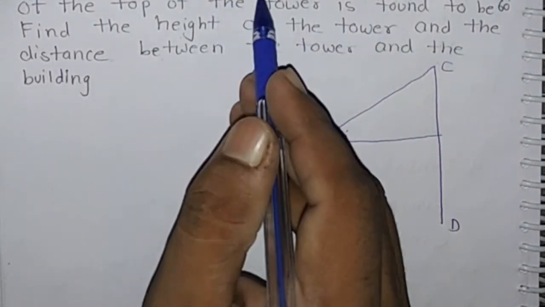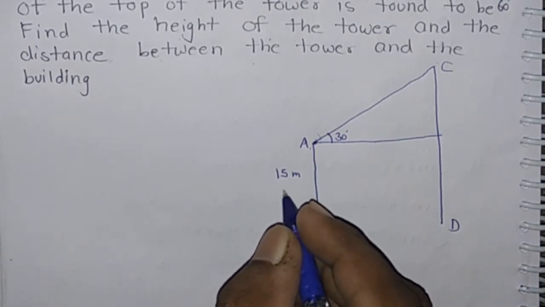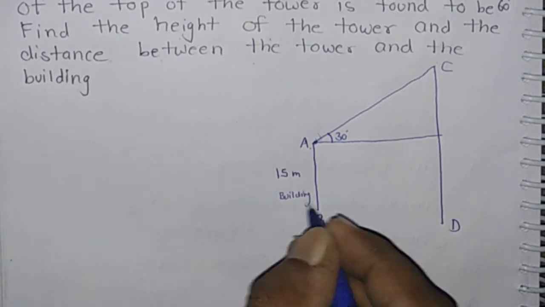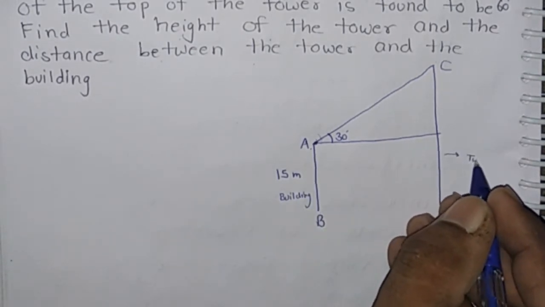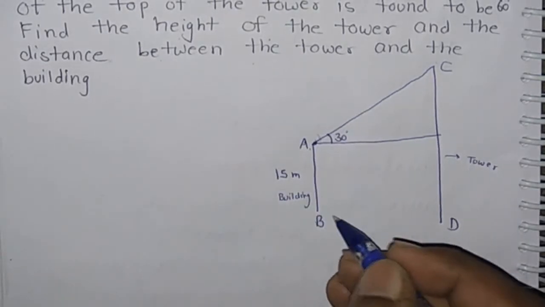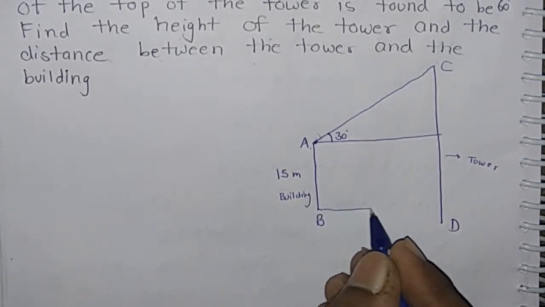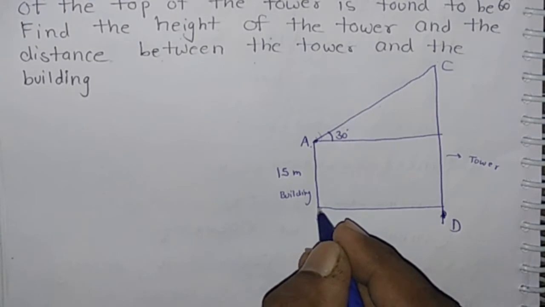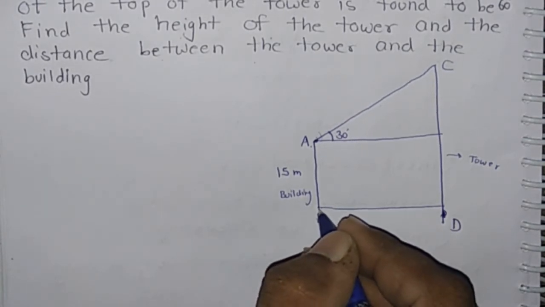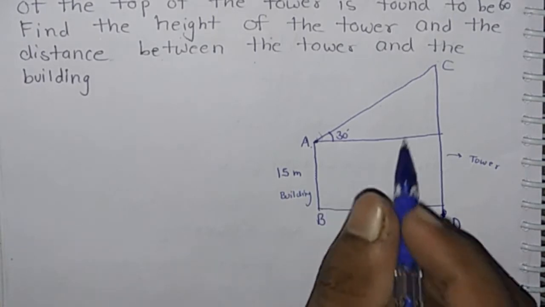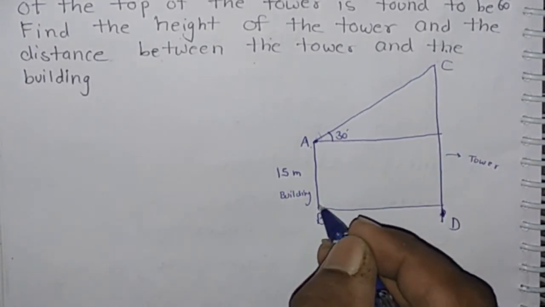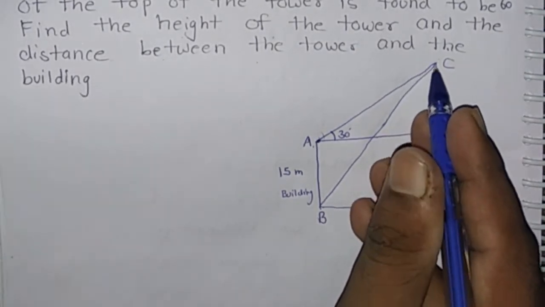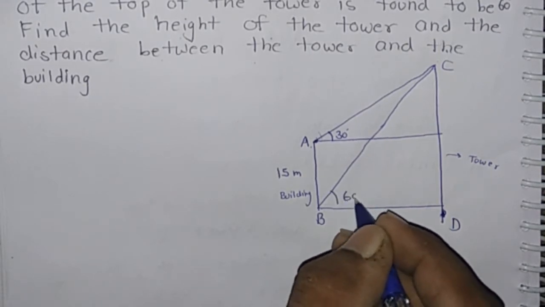From the bottom of the same building, it is the tower. From the bottom of the same building, bottom of the building means point B. From the bottom of the same building, the angle of elevation of the top of the tower is found to be 60. From B point, the angle of elevation of point C is found to be 60.